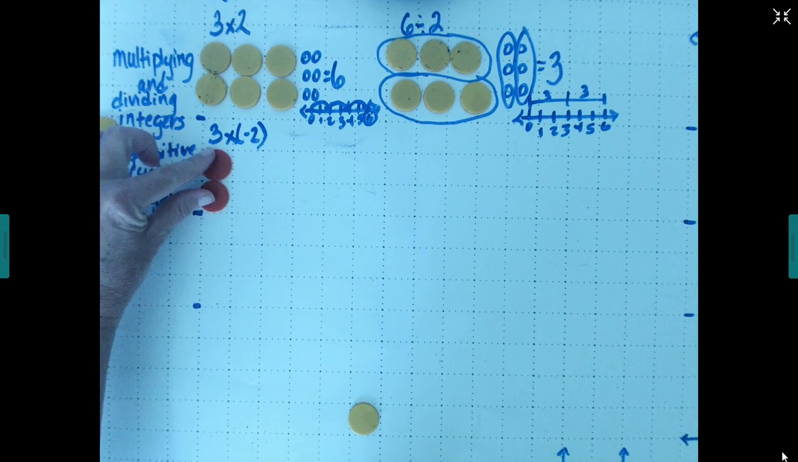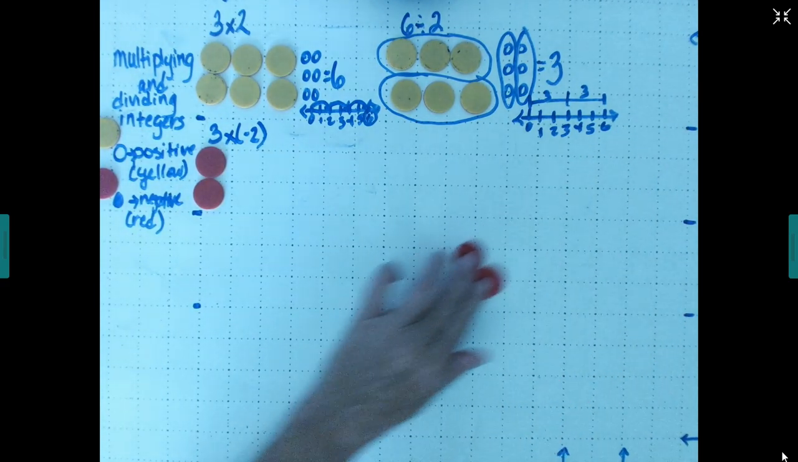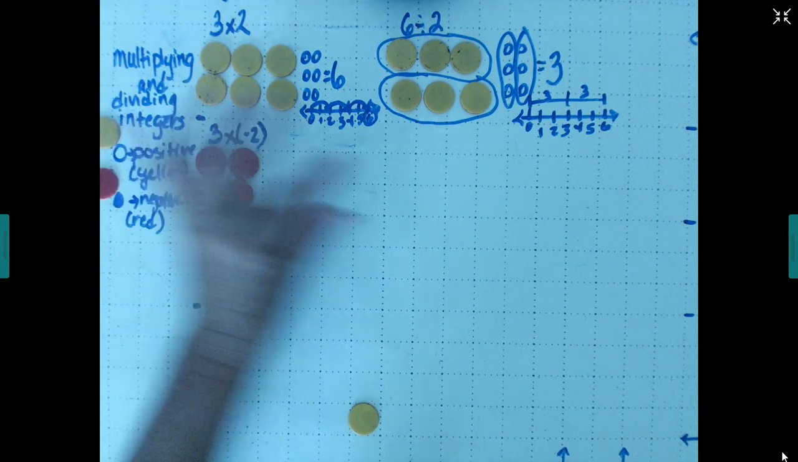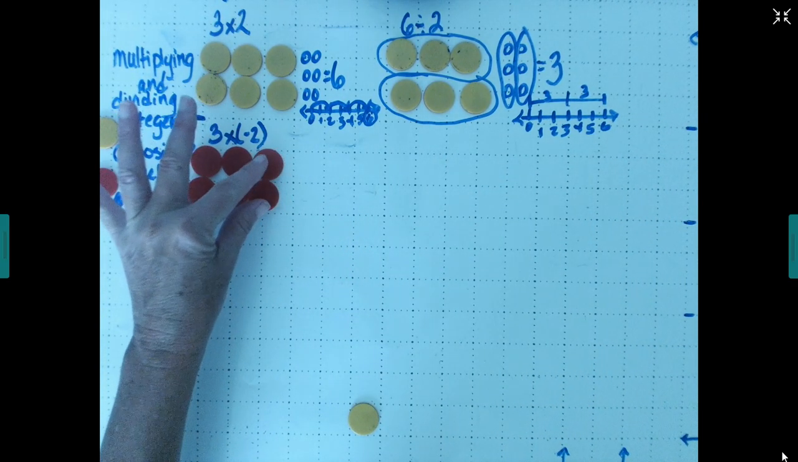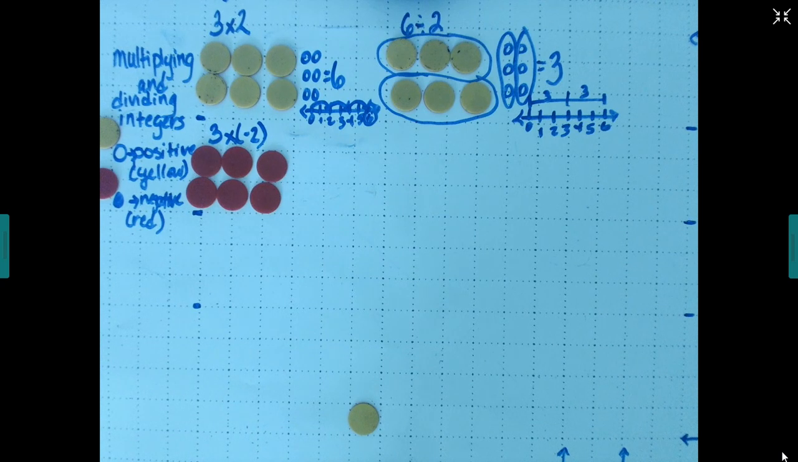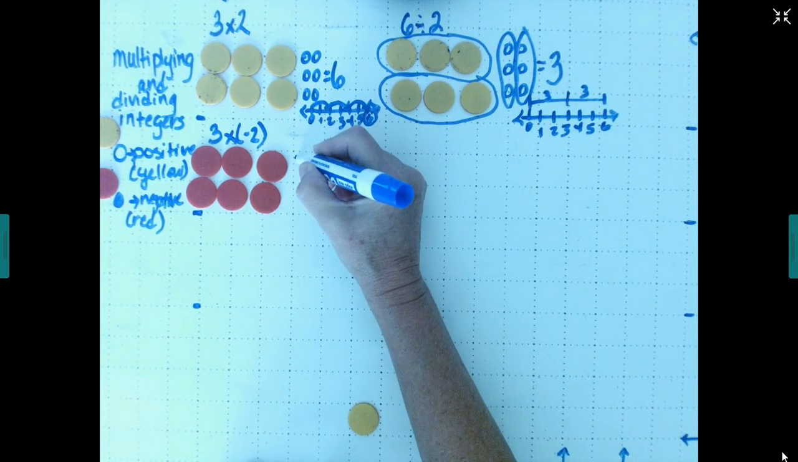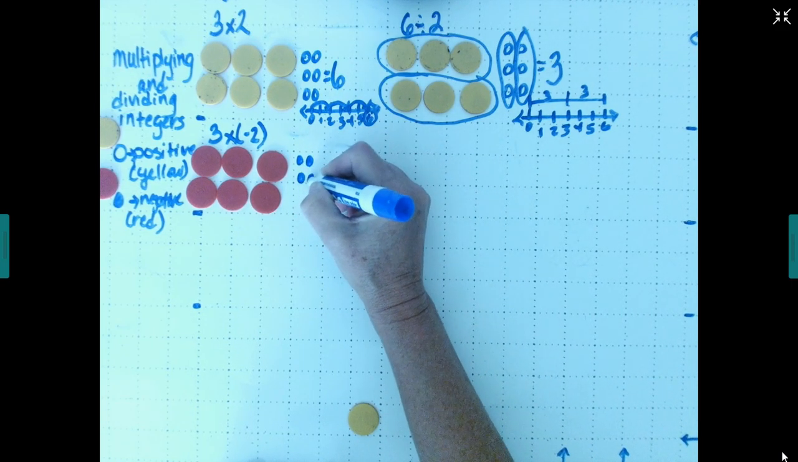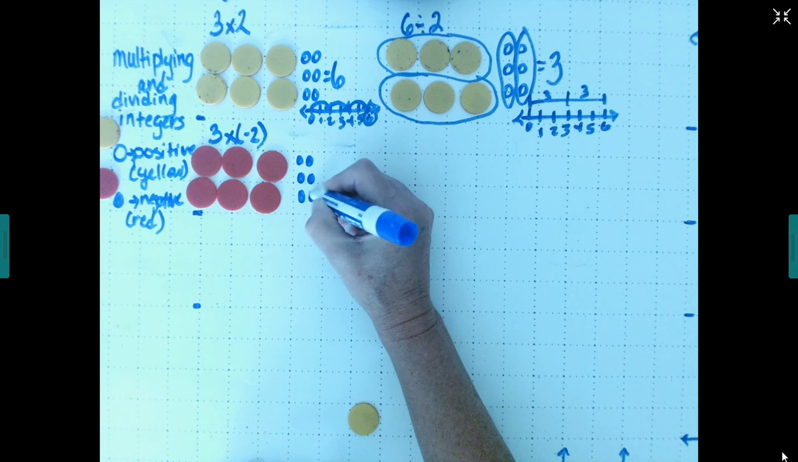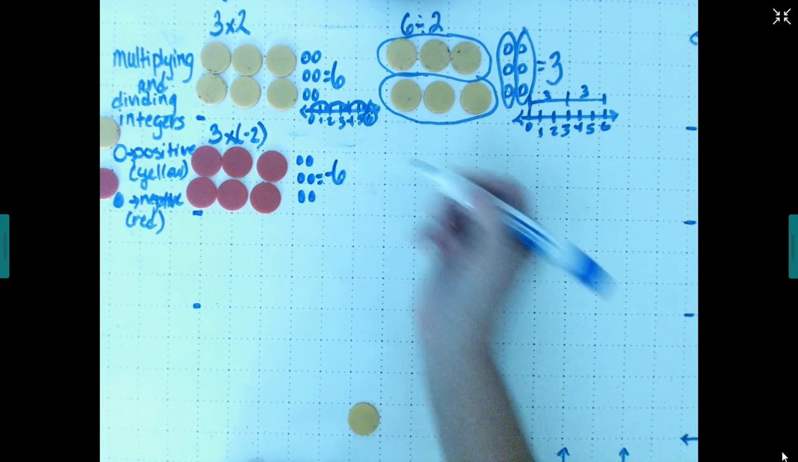So we're looking at that, and that is saying 3 groups of negative 2. So here's 1 group of negative 2, 2 groups of negative 2, 3 groups of negative 2. So I know you're saying in your mind, hey, that's negative 6. So let's look at it again. 1 group of negative 2, 2 groups of negative 2, 3 groups of negative 2. That gives us negative 6.